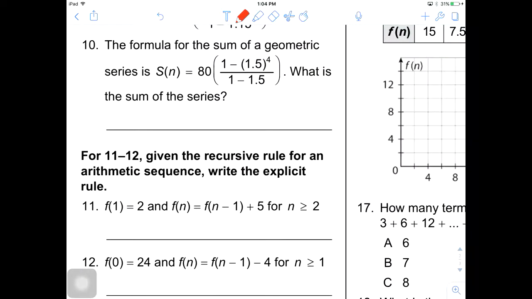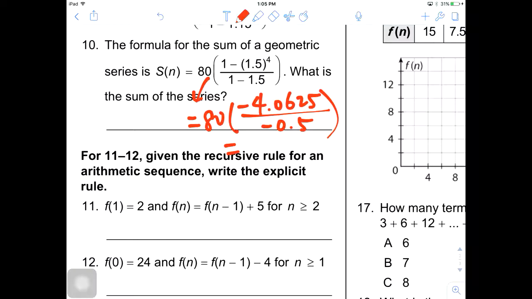Number 10, the formula for the sum of a geometric series is given. What is the sum? So it's just basically asking for you to continue to get the answer. So I'm going to work it out. And so it should give me from here 80 times on top negative 4.0625 over negative 0.5. So I'm going to divide it by negative 0.5. And inside the parentheses, I have 8.125, times that by 80. It should be 650. So the answer for number 10 is 650.